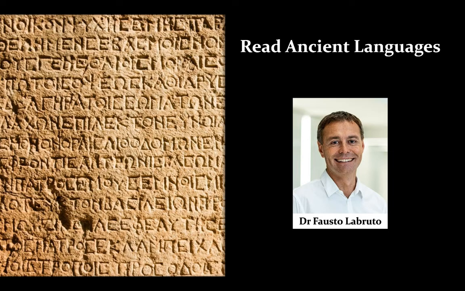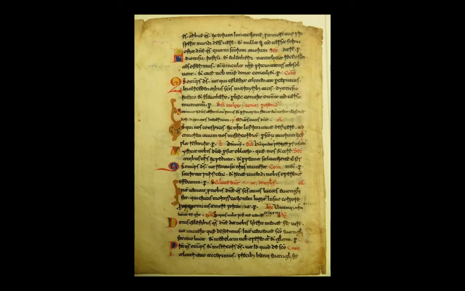I'm Dr. Fausto Labruto. Today we travel to southern Italy, where this manuscript was written in the 12th century. This manuscript is a missal. A missal is a book with special prayers to be read during masses on particular feast days. So this is the kind of book which would be found on the altar of a church.